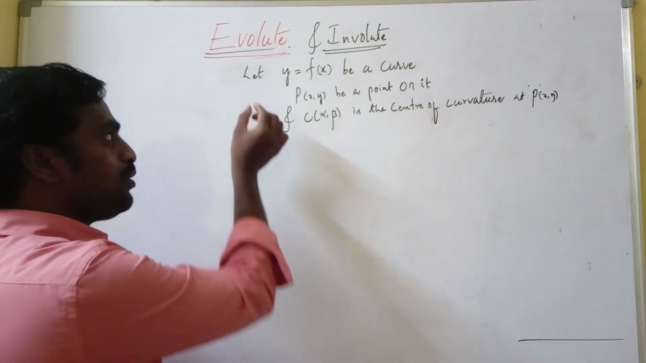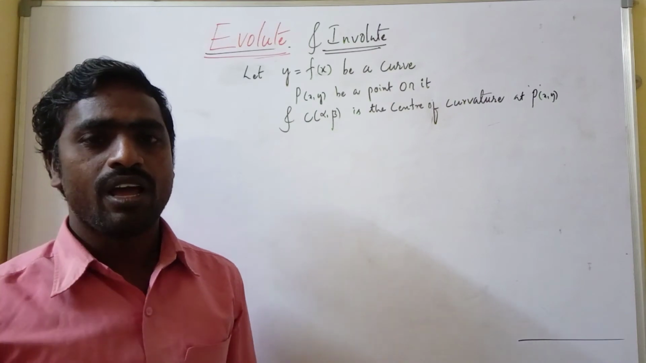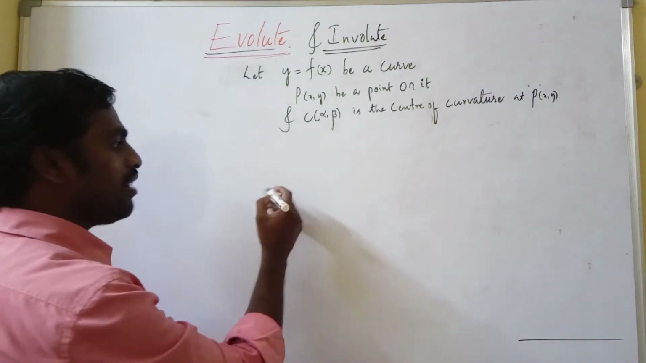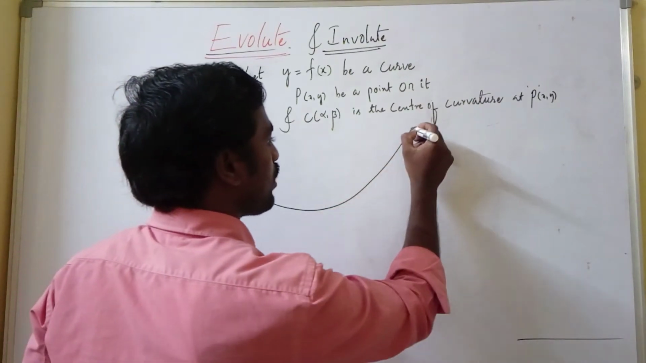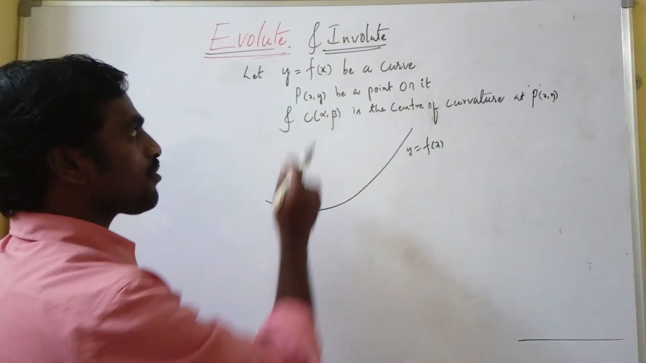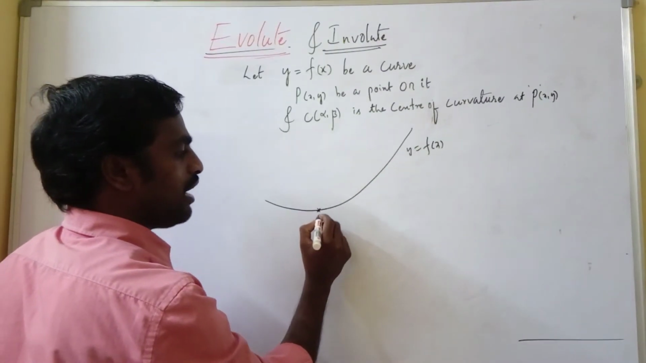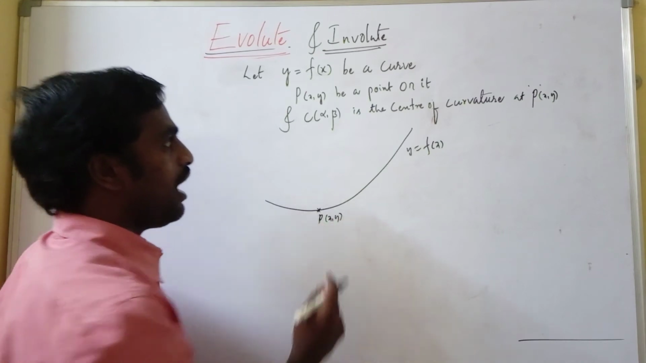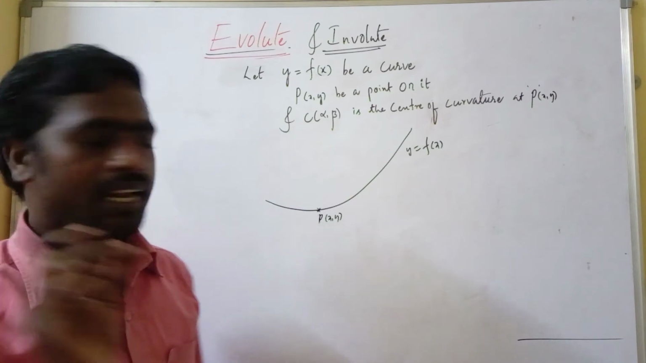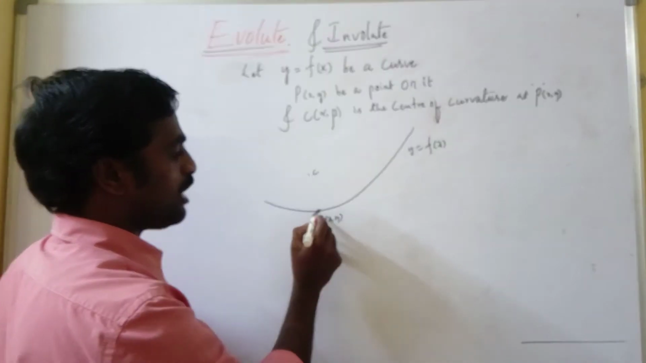Suppose y equal f of x is a curve, and P is one point on the curve. And C is the center of curvature at point P. Suppose C is here. C is the center of curvature at point P.